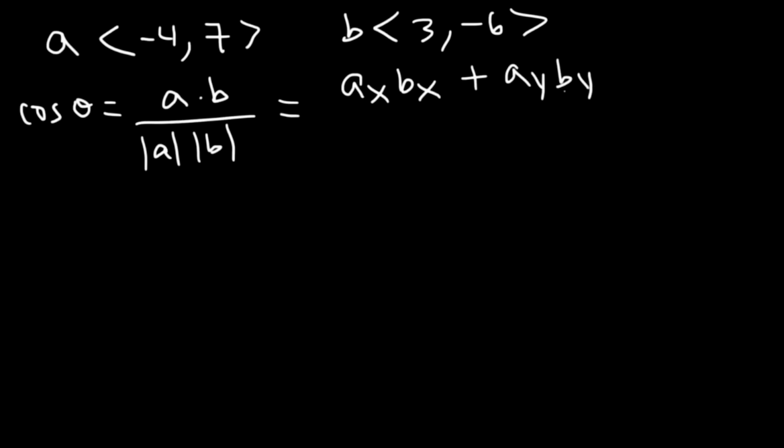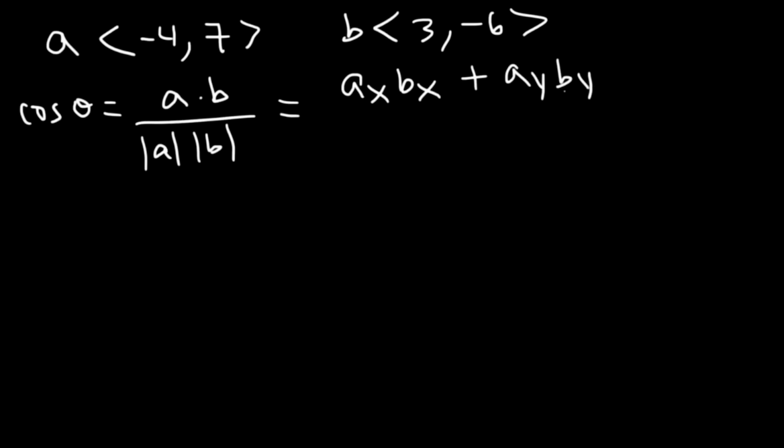So cosine theta is going to be AX times BX, that's -4 times 3, plus AY times BY, that's 7 times -6. And then the magnitude of A is going to be the square root of -4 squared plus 7 squared, times the square root of BX squared, which is 3 squared, plus BY squared, which is -6 squared.